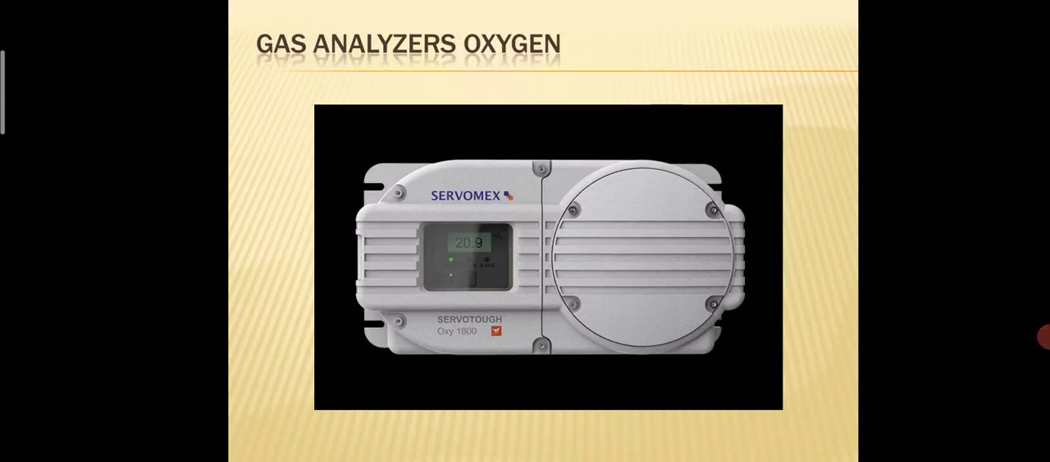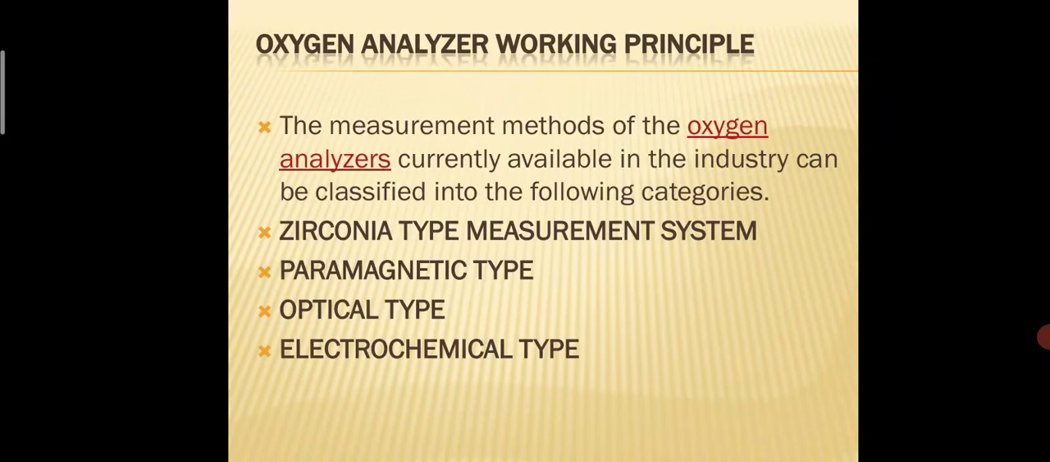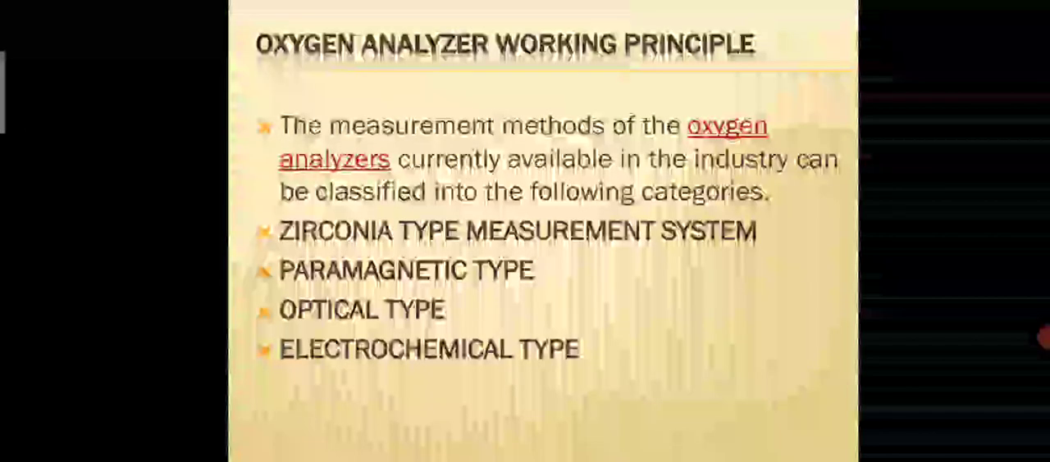It's used to find the oxygen content present in a sample. The gas analyzer measures the amount of oxygen present in a sample. This is the image of the gas analyzer, that is, the oxygen analyzer. Next, we go to the oxygen analyzer working principle.